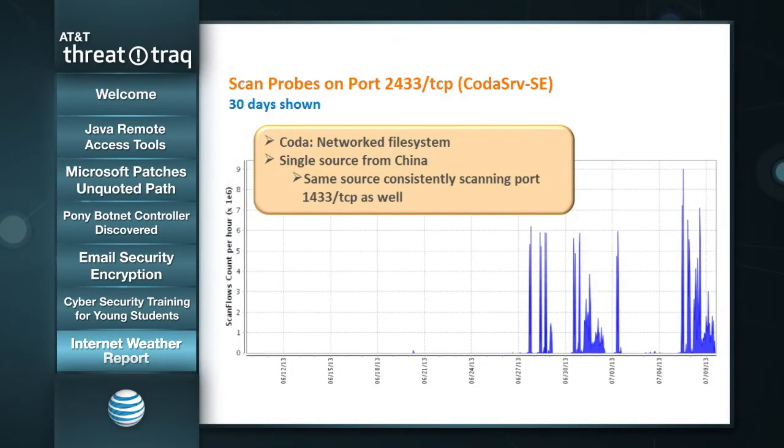Next one, also one that we reported last week and continues through today, is scan probes on port 2433 TCP. As I described last time, this port is associated with the CODA server. It's a network file system, but it's not clear that that's actually what they're targeting. There's only really one IP address doing this scanning activity. This particular address has apparently been consistently also scanning port 1433 TCP, which is associated with Microsoft SQL database.